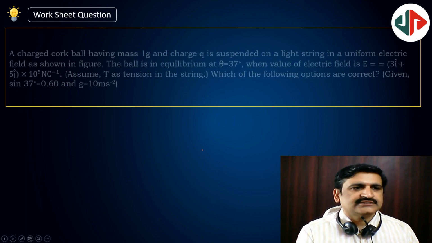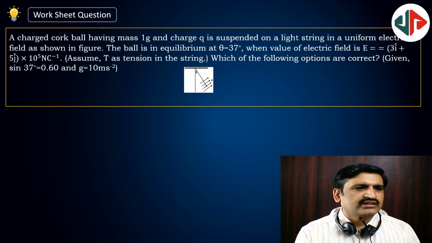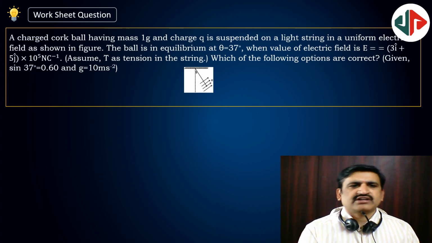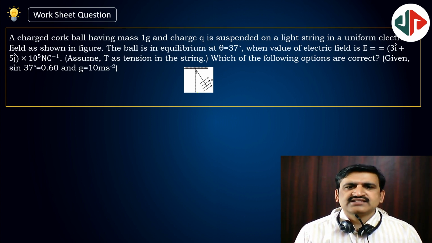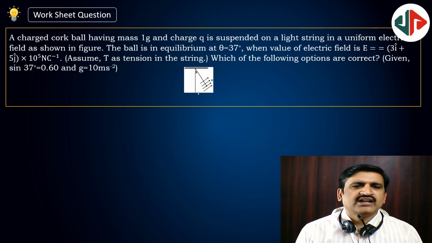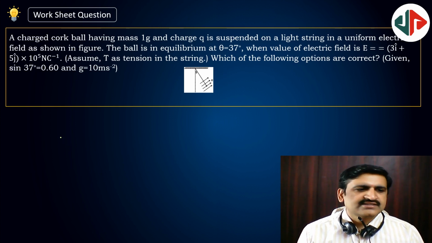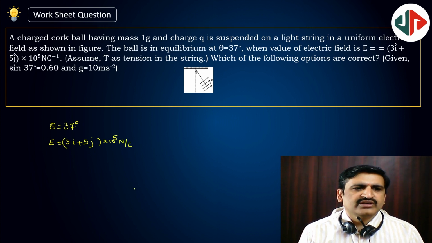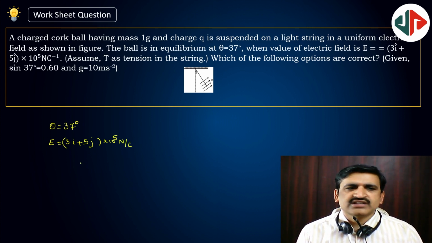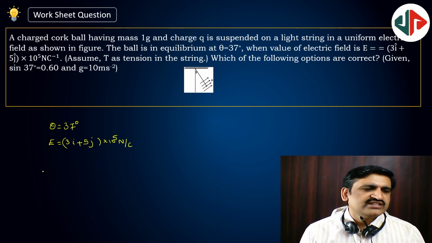The question is, okay, picture cut. Fine. A charged cork ball having mass 1 gram and charge Q is suspended on a light string in a uniform electric field as shown in the figure. The ball is in equilibrium at theta equal to 37 degrees. It's in equilibrium when the electric field E is equal to (3i + 5j) into 10 to the power of 5 Newton per Coulomb. Assume T is tension. Which of the following options are correct? Given sin theta value and g value.